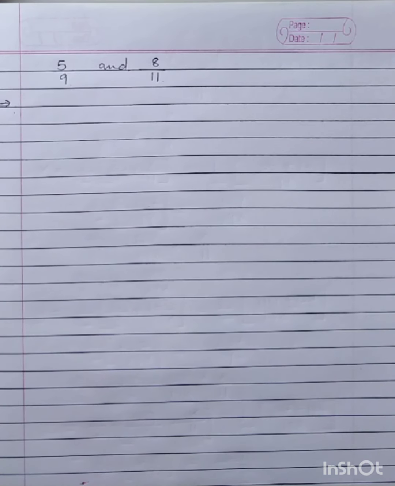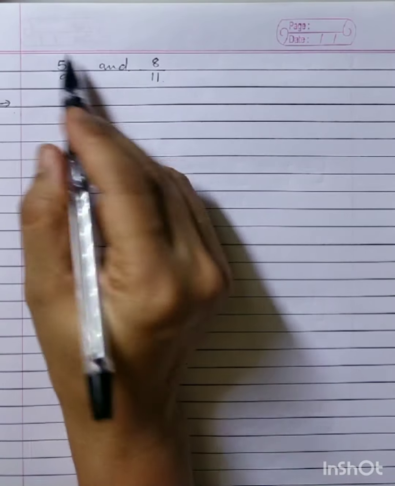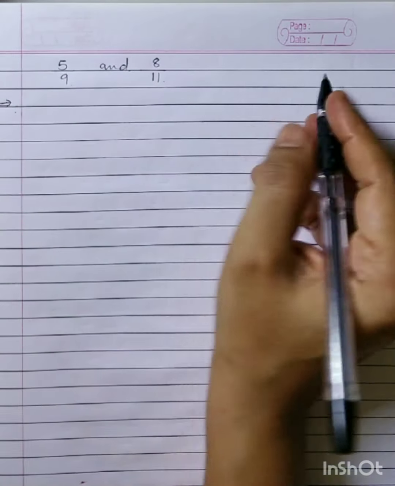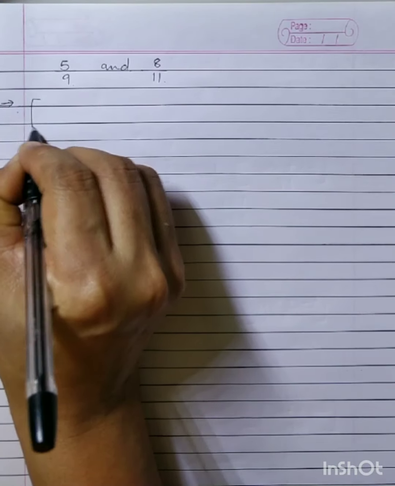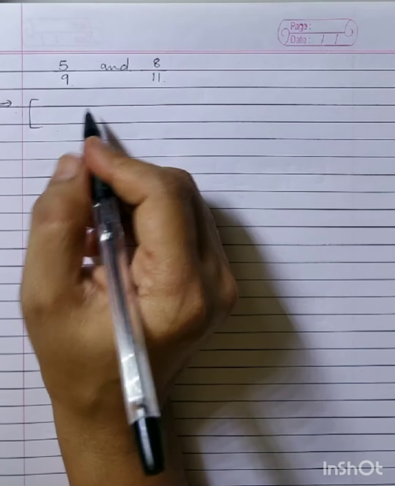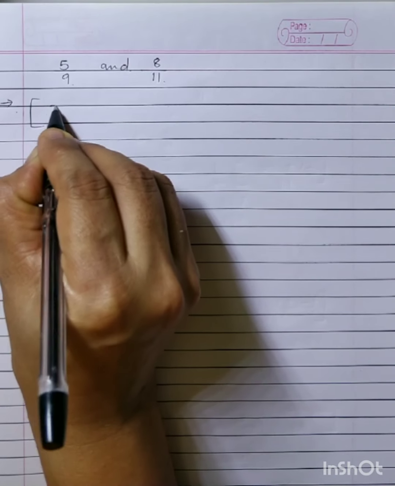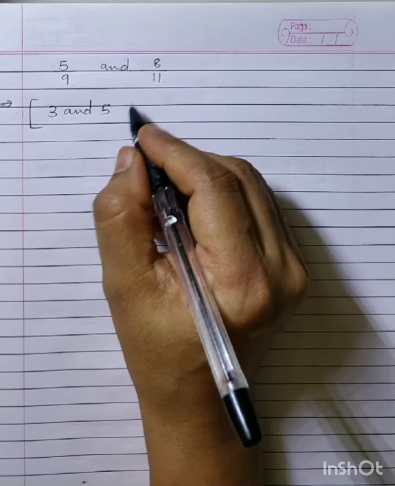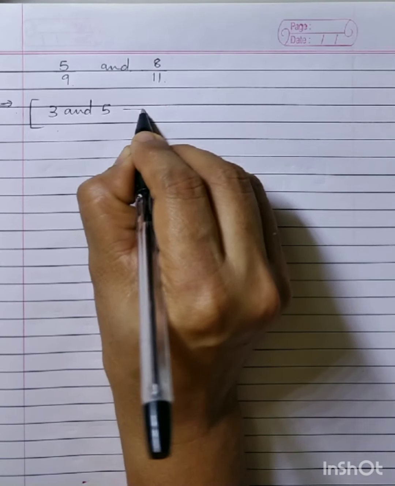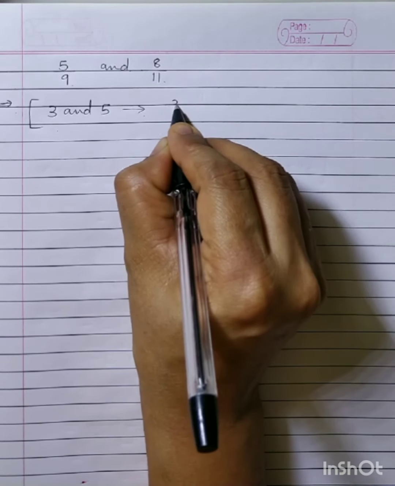Now let's see one more method, very interesting. Before I actually go for this, I'll just give you an example here. Suppose if I ask you, find the number in between say 3 and 5. What's your answer? 4, obviously correct. Now just see how we can get it.